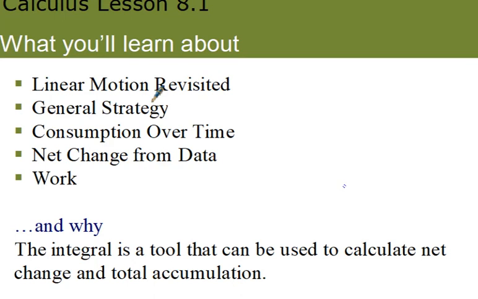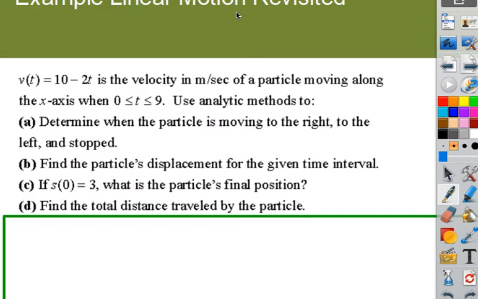So here we go. Lesson 8-1 has some different sections, so I'm going to break this video into 4 different parts. The first part, the good news, is it's linear motion revisited. We've actually done this before, but we're going to talk about it more in terms of using the integral to calculate net change and total accumulation. So we're looking at how far the particle traveled and things like that. We'll just start with one example. There's more examples in the book if you need them, and you can always ask me questions and we can do some stuff on Google Classroom as needed.